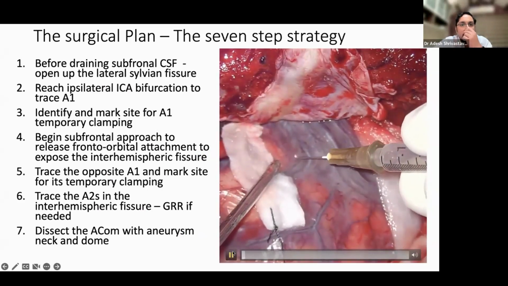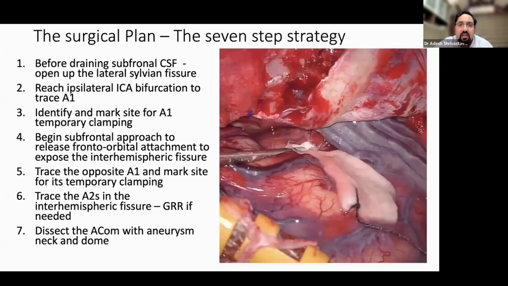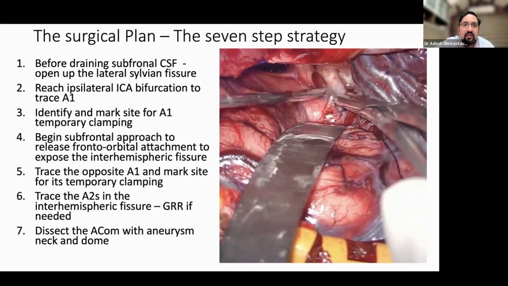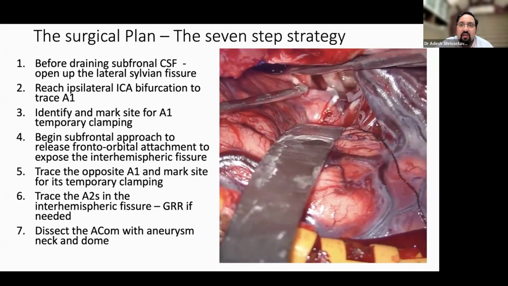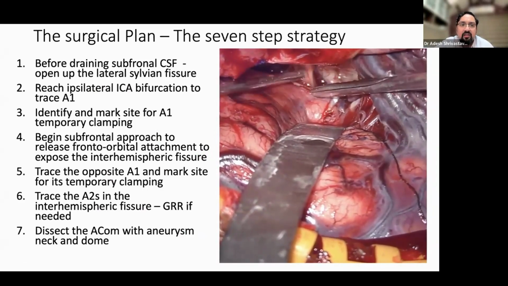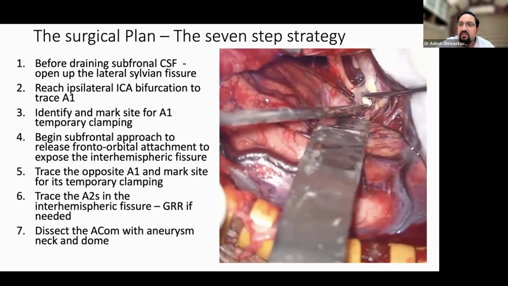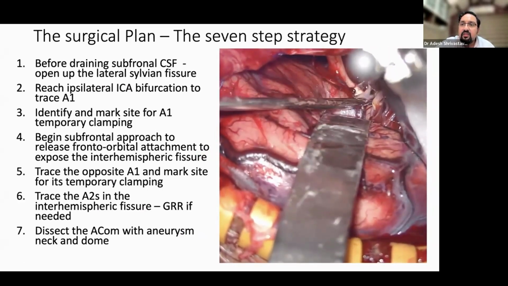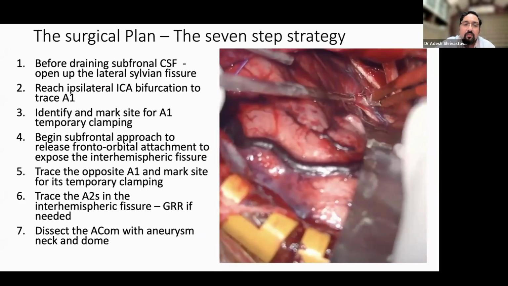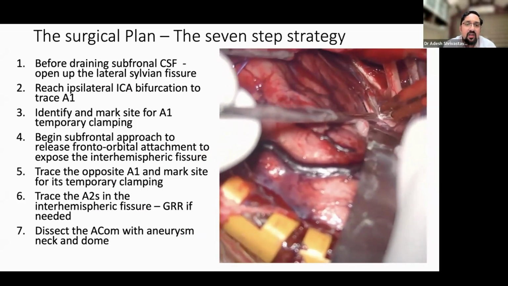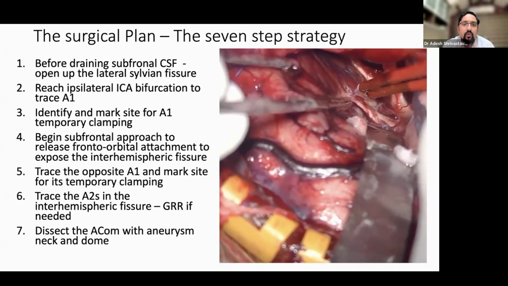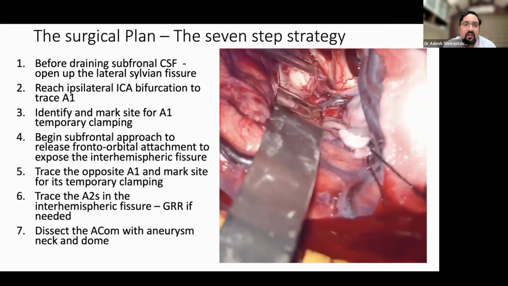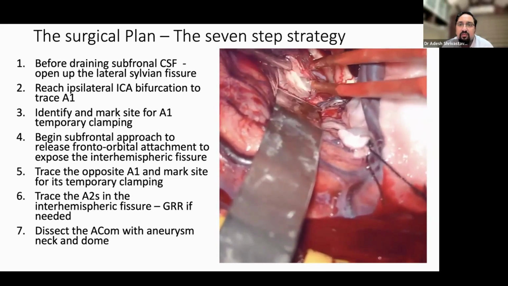sylvian fissure. The idea is to reach the ipsilateral ICA bifurcation to trace the ipsilateral A1, then identify and mark the temporary clipping site. That's, we are identifying the A1 over here, seeing to it that if needed, we can put in a temporary clip on the ipsilateral A1. Then through the subfrontal approach, we try to release the frontoorbital attachments and expose the interhemispheric fissure.